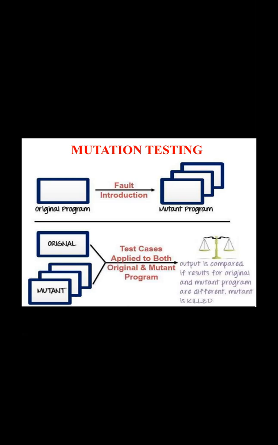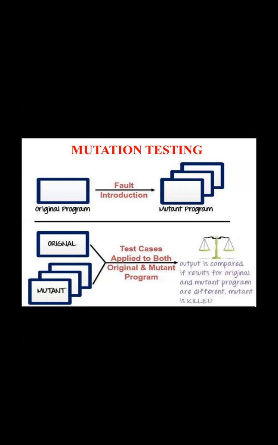In the diagram, from the left hand below, we can see we have the original program as well as the mutant program. Test cases are applied to both the original program as well as the mutant program. Now the original program and mutant program should produce different results. If both are producing the same result, then there is an error in our original program.